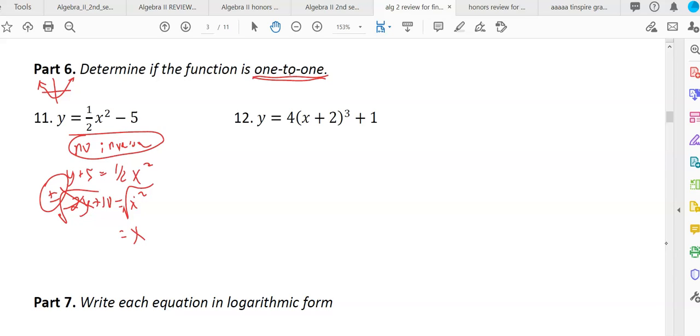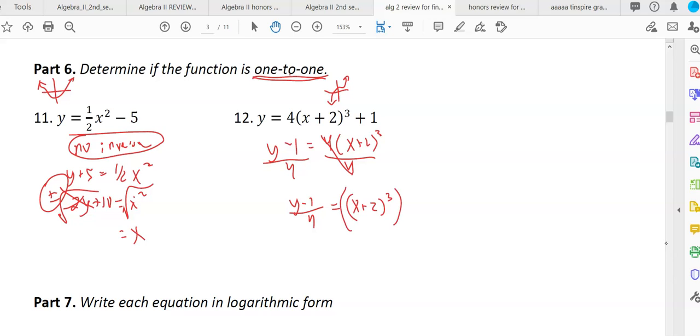You could think about it graphically as well. Just roughly, I'm not sure exactly what this graph looks like. Probably something like that. I'm thinking this probably is going to pass both tests, but let's just see if we solve for x, let's see what happens. So we get y minus 1 equals 4 times x plus 2 to the third. Divide by 4. What I care about is I get one function here when I do this. So I have y minus 1 over 4 equals x plus 2 to the third.